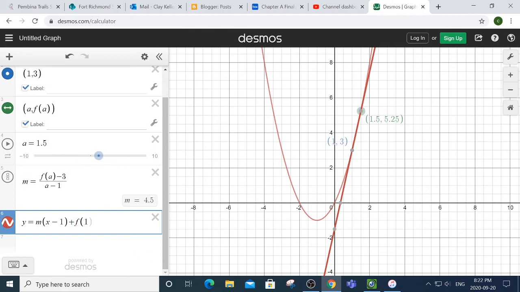Notice, because I'm not changing this number, I could just say it's plus 3. There we go. And then as I move this point, it should move the line with it. You can kind of see it's happening. So that's how I want you to do the homework.